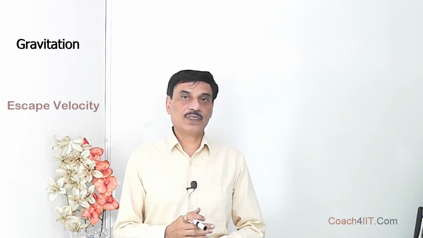Escape velocity is that minimum velocity which should be given to a body to escape the gravitational field of a planet. The escape velocity for Earth is around 11.2 km per second. Please remember, it is 11.2 km per second, it is not per hour. Generally students make a mistake and say per hour.